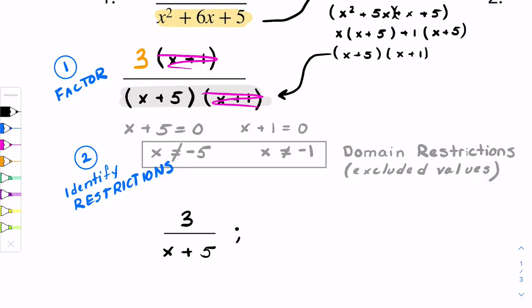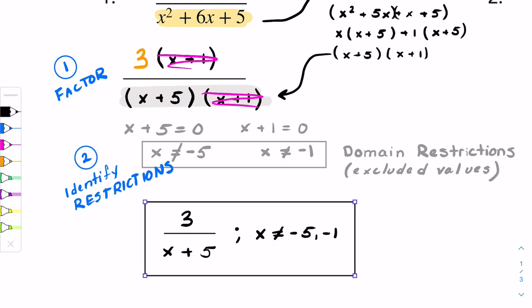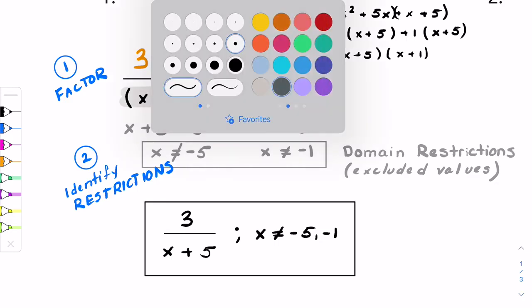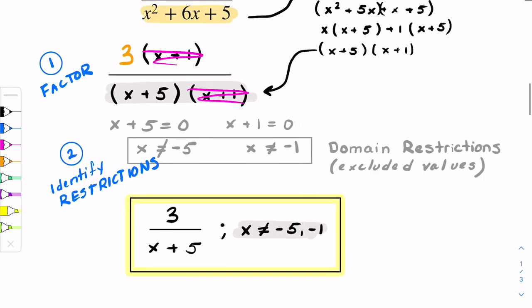And then I like to just list my restrictions as x cannot equal -5 or -1. So I just list them off to the side, just like that. And this is what my final answer looks like, with my domain restrictions listed off to the side. Remember, those domain restrictions are values that would create a 0 in the denominator, which we do not want. And that was step 3.